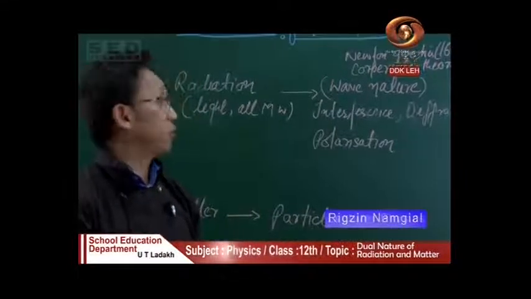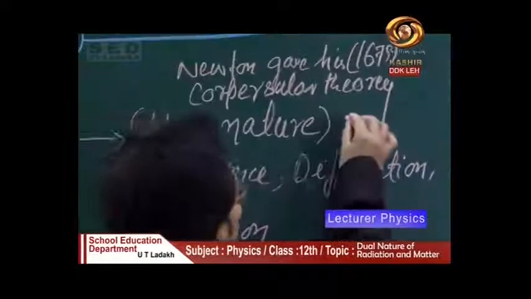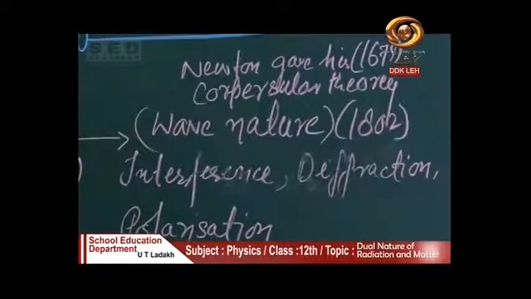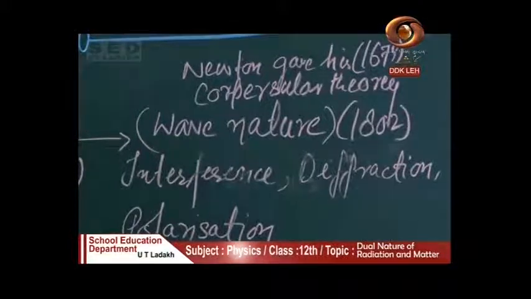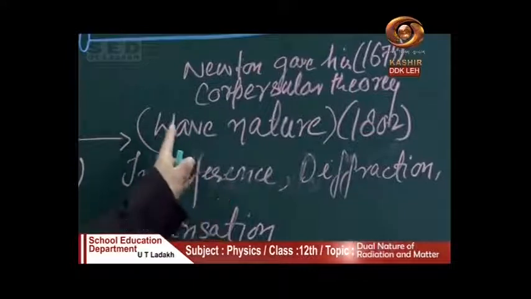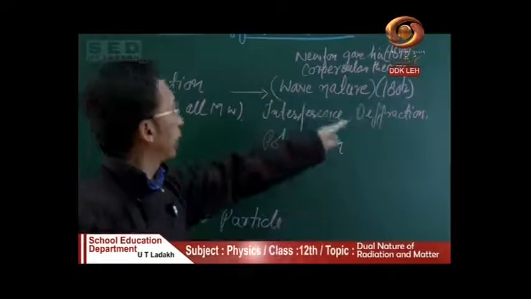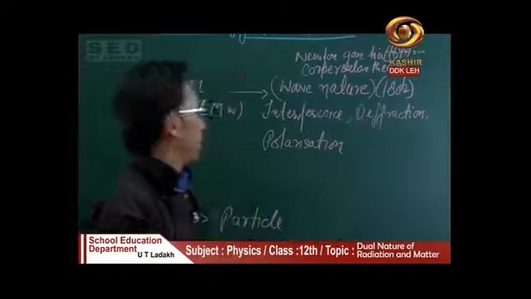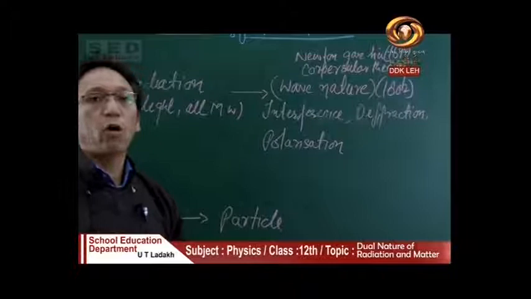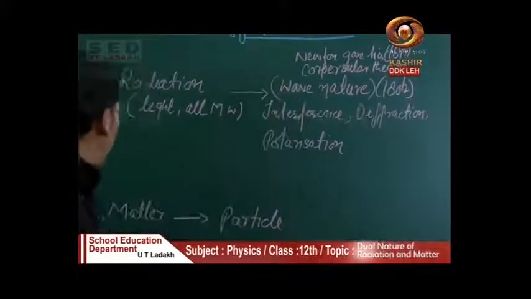On the basis of wave nature of light, in 1802, Young's double slit experiment. Through the Young double slit experiment, Young tried to explain the interference of light on the basis of wave nature of light, and he was able to clearly explain the interference of light on the basis of wave nature of light, and then diffraction and then polarization. These are some of the phenomena which we explain on the basis of wave nature of light.